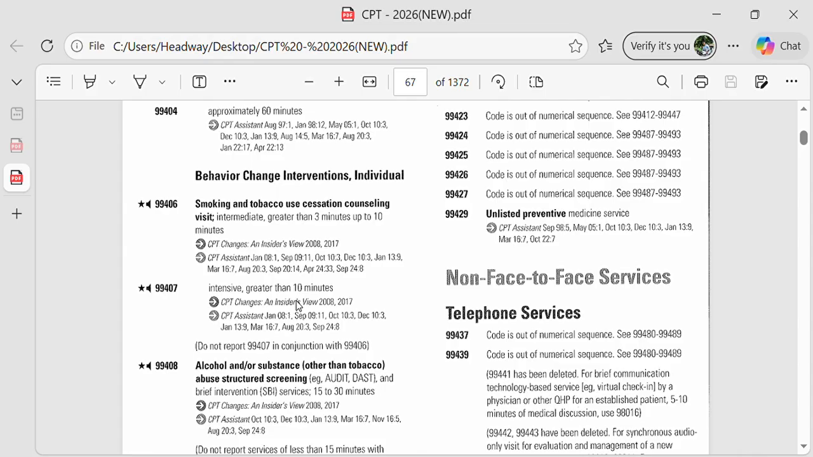So already every one of you knows what is meant by vaccination. Vaccination means nothing but immunization. Already we know about Covishield and COVID at the time of Corona, right? Like that only, there are different types of vaccines. So the code starts from 90460. That means medicines.